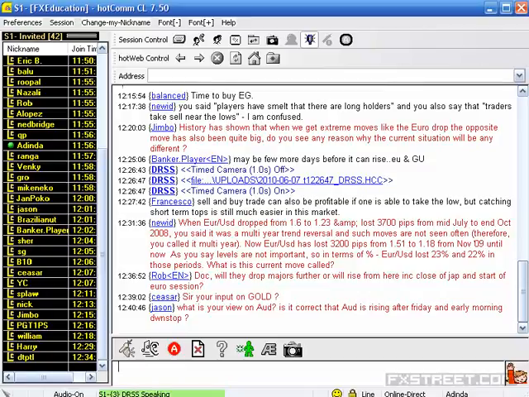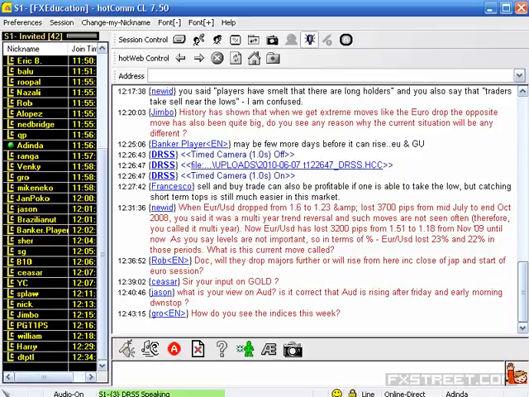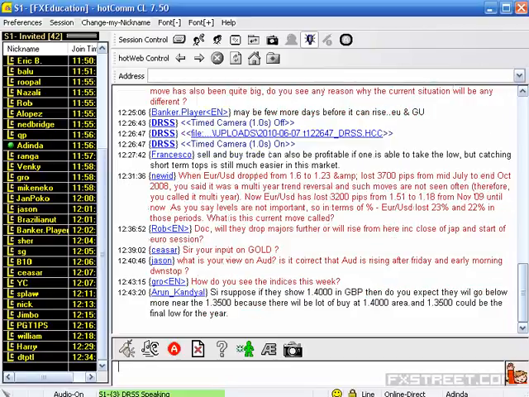Jimbo, history has shown that when we get extreme moves like the euro drop, the opposite move has also been quite big here. Do you see any reason why the current situation will be any different? The current situation is not different. Only thing is lesser volume when compared to the previous years. So it is taking a longer time for them to bring in trend reversals so quickly. And also, when they reverse, immediately traders also reverse the trade. And the traders are doing averaging trading. So suppose somebody has taken a sell at 1.20 and market went up to 1.24 and they are taking averaging sell.